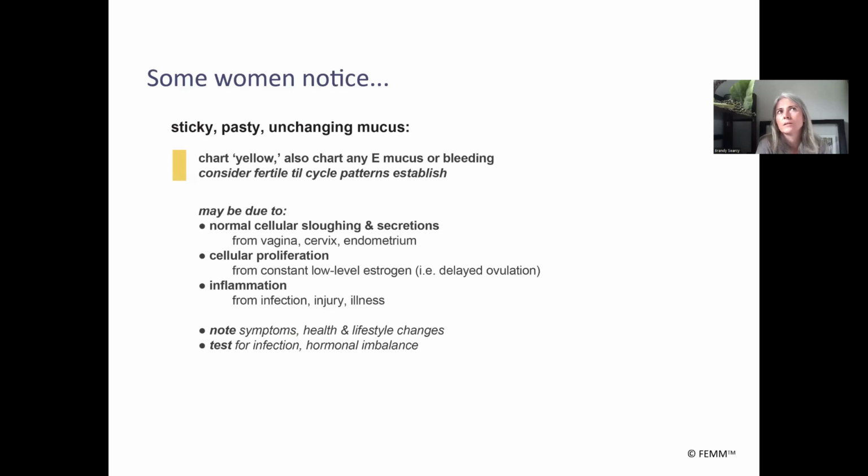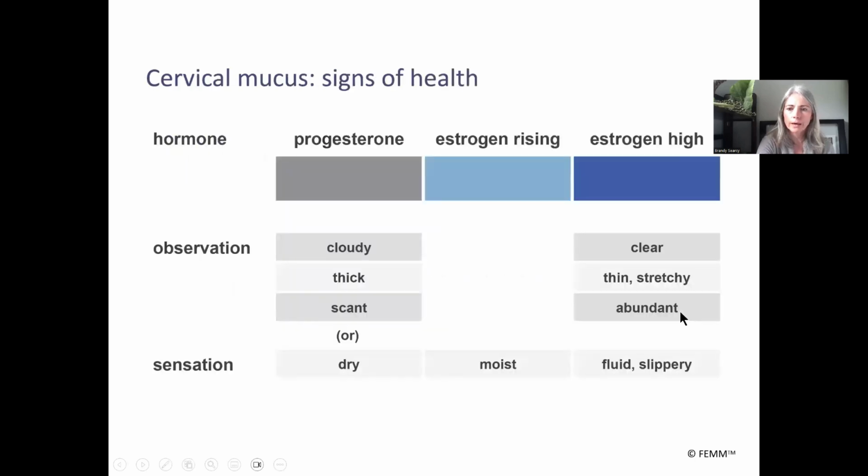But if this is new onset for you, it may be indicative of a sexually transmitted infection. It may be indicative of something like bacterial vaginosis. It may be indicative of something more serious like pelvic inflammatory disease. But again, if it's new onset, it's worth consideration. Just know that if you're seeing this cycle after cycle, it's also entirely possible it's just you. So anyways, I think that's all I wanted to say about that.